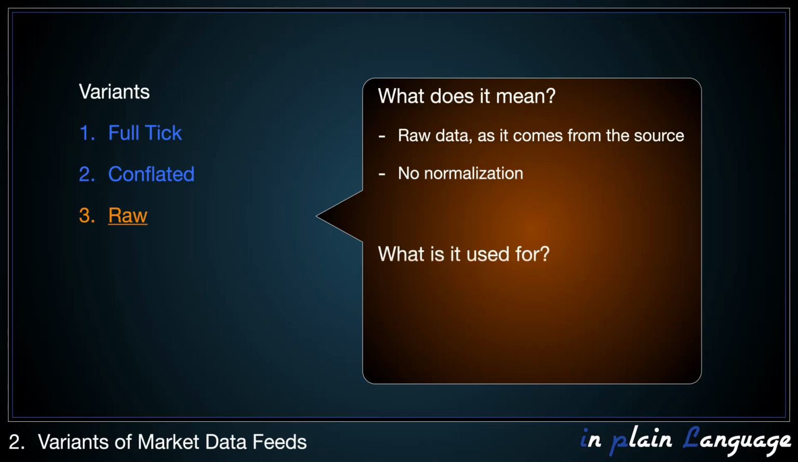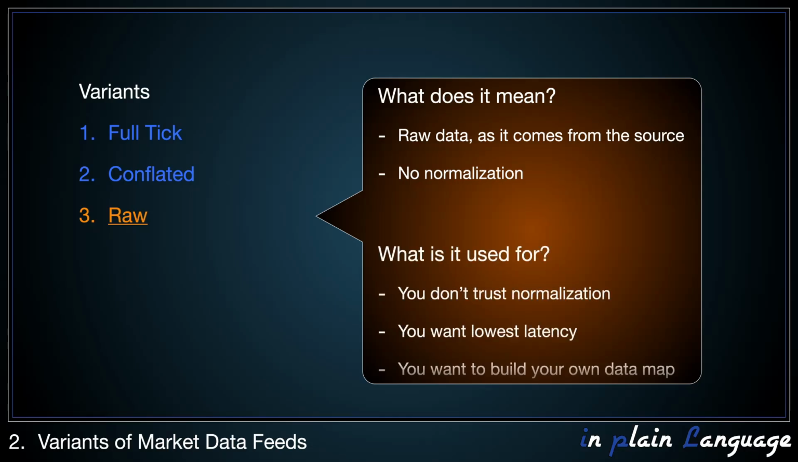What would you use raw data for? Well, you might not trust your vendor's normalization process. We will come to normalized data in a moment. You want the lowest latency, so any efforts of data beautification will be detrimental. You want to build your own data map to make troubleshooting of data inconsistencies easier. Like in our water example earlier, raw data means you will get the exact flavor of the source, and if data is off, it is highly likely that the issue is at the source and not at the vendor.